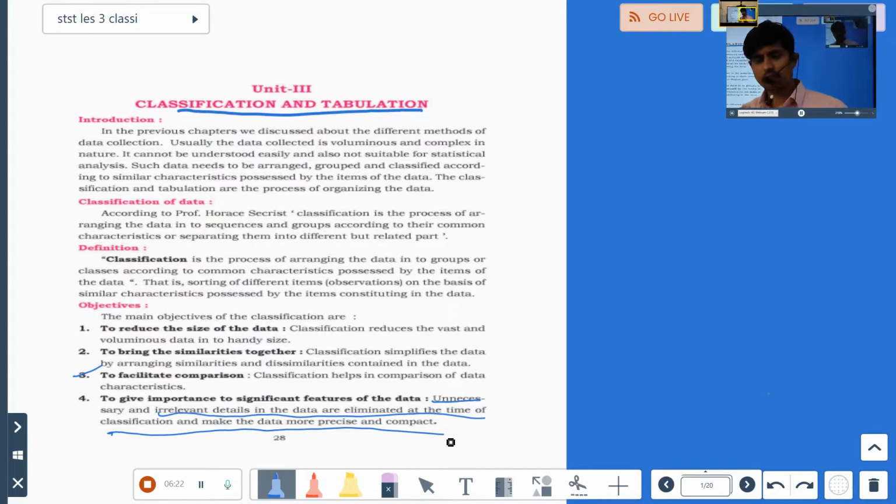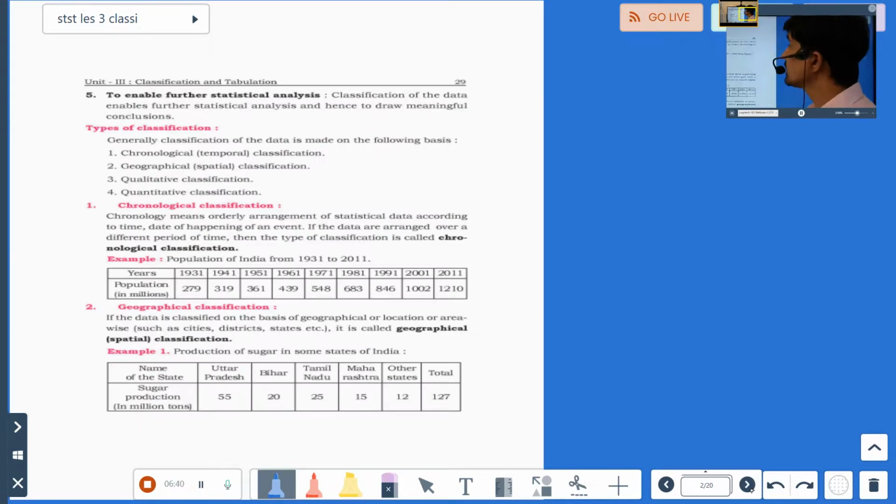Like this, height and weight of this pen are removed out. We collect it but remove it. Now when you have removed, only two topics are remaining, the nib of this pen and the battery capacity. So like this, only important figures are given importance, unnecessary data is removed out. Next, to enable further statistical analysis, means that's what I said, you taking this pen will compare it with some other company. So for this further analysis, classification is required. Okay, so I hope you understood.